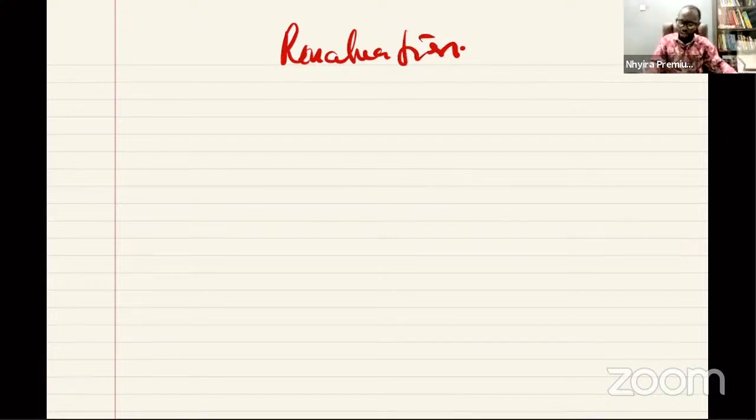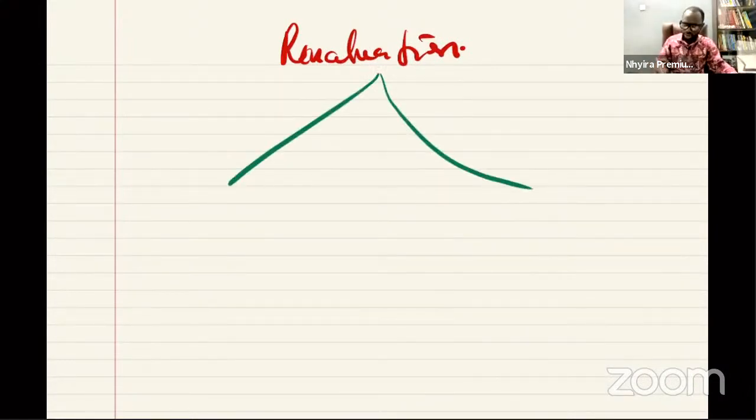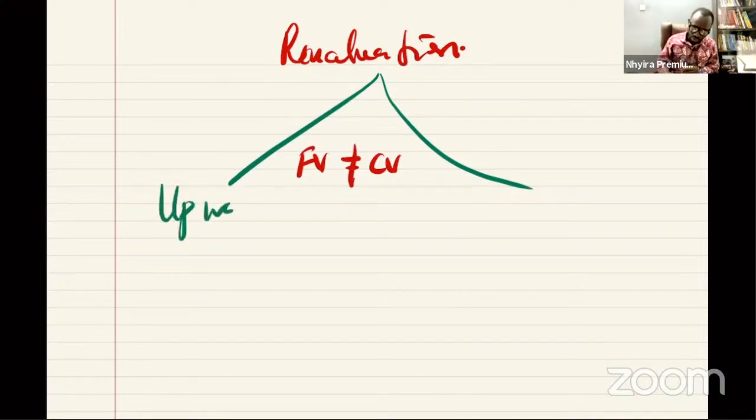So when it comes to revaluation of assets, there are two things you need to understand. But before then, note that revaluation means comparing the fair value of the asset with the carrying amount or the carrying value. So we can have what is called the upward revaluation and then downward revaluation.